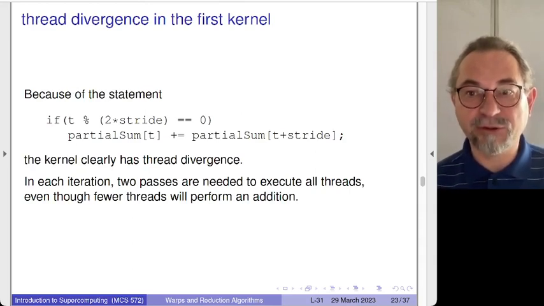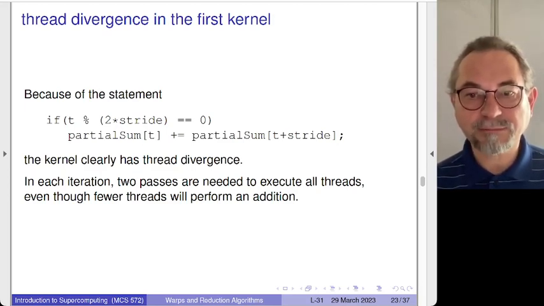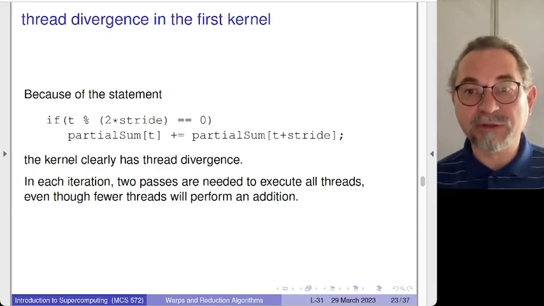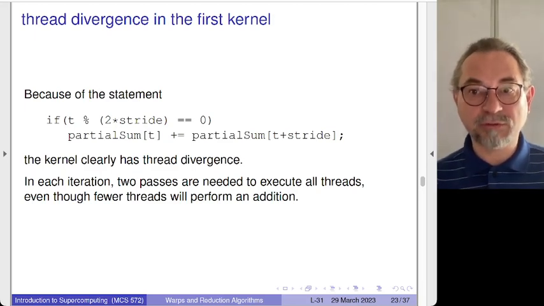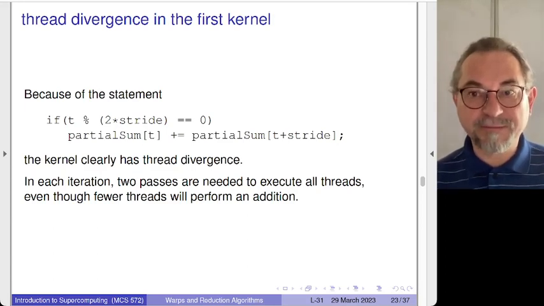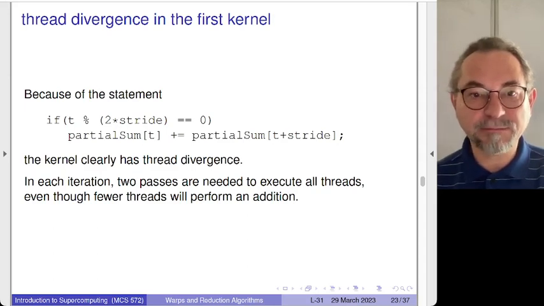So if you think about 32 numbers, you will actually have 10 passes that you will need to execute all the threads. So it's still logarithmic, so it's still almost constant. If you think about a billion numbers, it will still be a lot faster than if you would do the summation in a linear fashion.